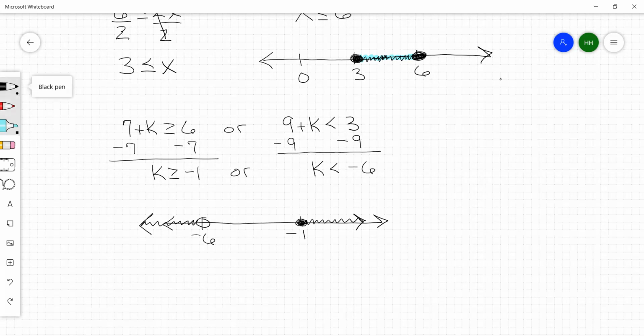All right, and again, typically when you're solving an or inequality, then your graphs of the solutions are going to be working away from each other.